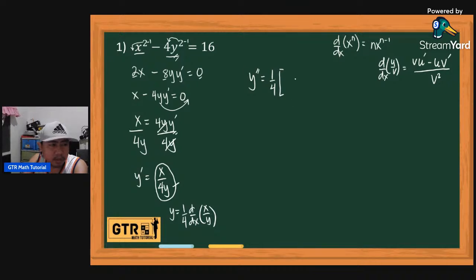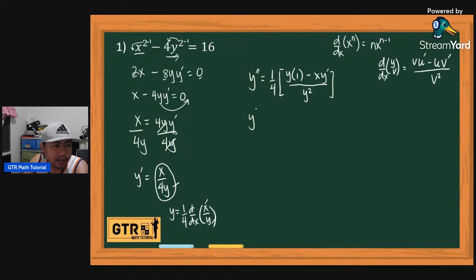So the denominator is y. Derivative of x is 1. So y times 1 minus the numerator x. Then the derivative of the denominator is y prime. Okay? So all over the denominator squared. So we have y squared.